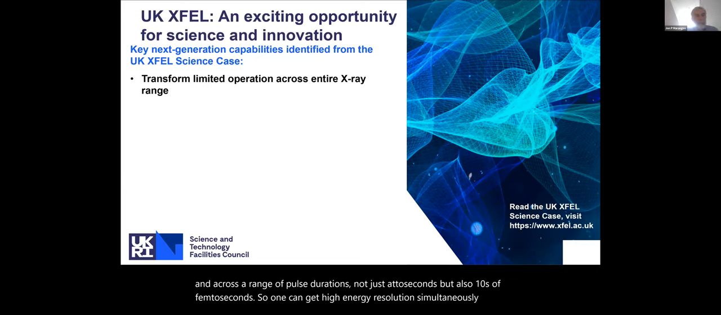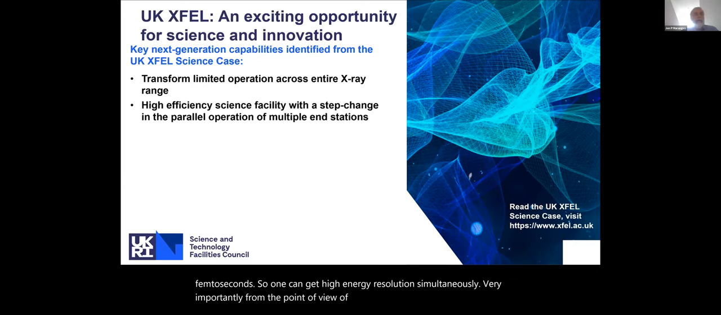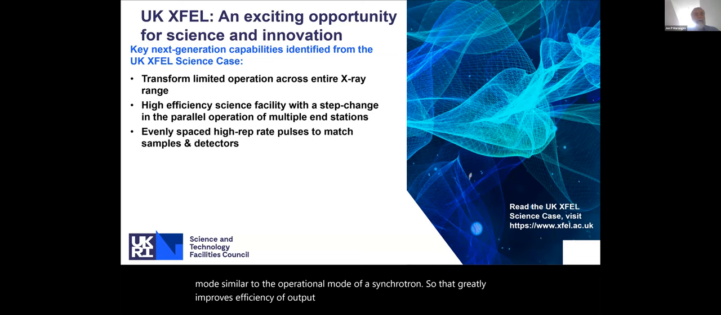Very importantly, from the point of view of science output, is a high efficiency science facility, one running with a high repetition rate primary electron beam that will allow multiple end stations to be used simultaneously through beam switching. So we envisage maybe a megahertz electron beam rate and switching that simultaneously to 10 different end stations at a time. So one can envisage doing 10, 20, 30 experiments a week in a mode similar to the operational mode of a synchrotron. That greatly improves efficiency of output and cost effectiveness.